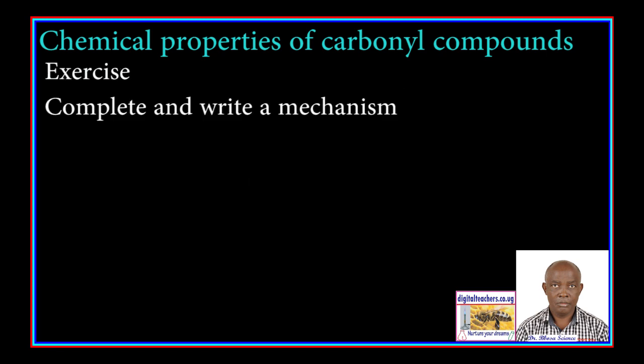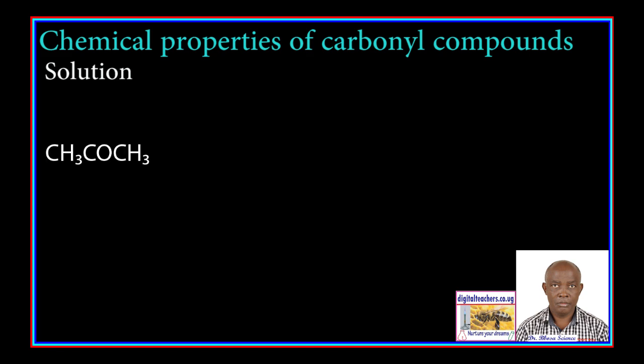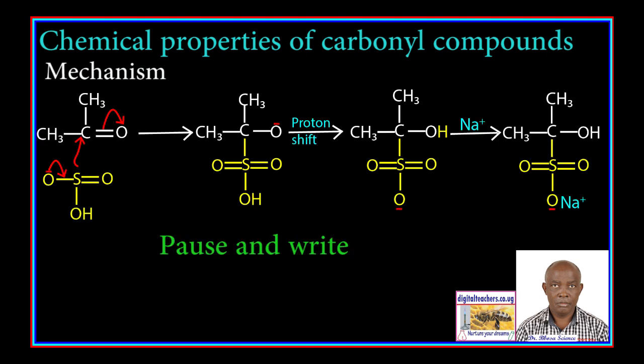Exercise: complete and write a mechanism between propanone and sodium hydrogen sulphite. Solution. Propanone reacts with sodium hydrogen sulphite to form a salt, as shown below. The mechanism is as follows.